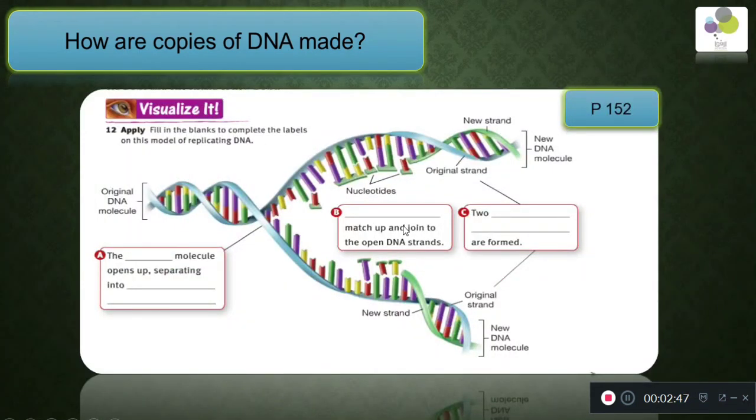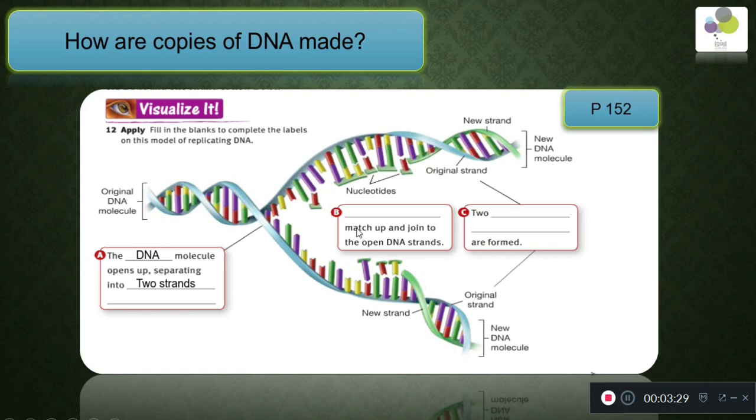As you can see, guys, on page 152, we have this one, which is the original DNA, step number 1. The two strands become separated from each other, and then complementary nucleotides are added to the original nucleotides, and finally a new strand is formed. Each new DNA molecule is made up of two strands, an original strand and a new strand. So we can answer this question: what molecule opens up and separates into what? The DNA molecule opens up and separates into two strands.